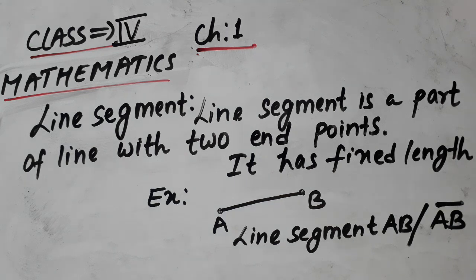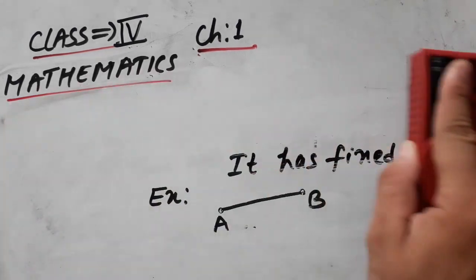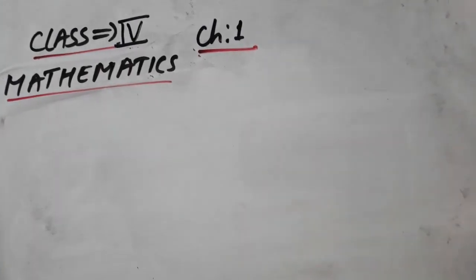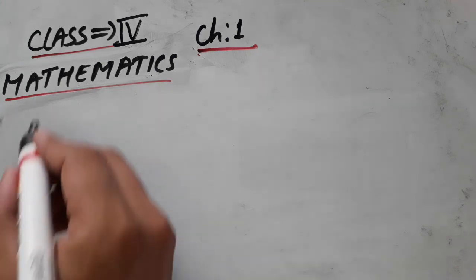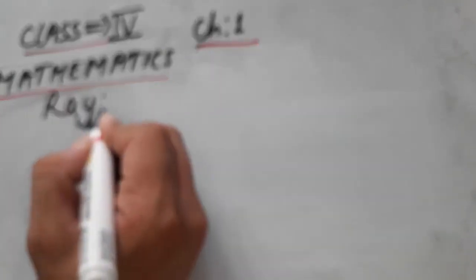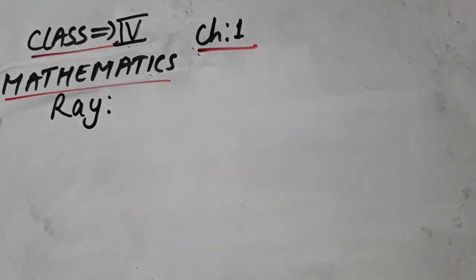So students, now let's move towards the next topic, that is ray. Students, a ray is also a part of line that has one end point and goes on forever in other direction.